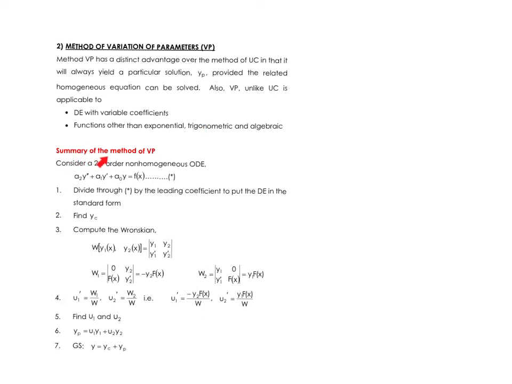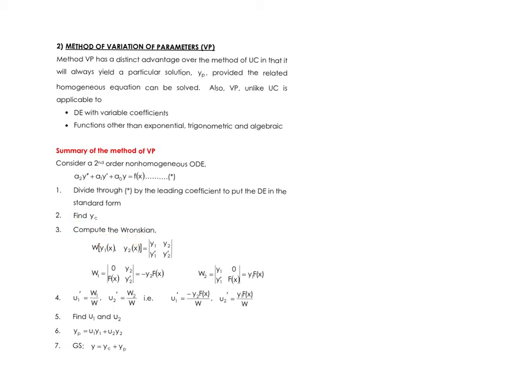Okay, now look at the summary of method of VP. Consider a second order non-homogeneous ODE, A2 y double prime plus A1 y prime plus A0 y equal to f(x). Then divide through this equation by the leading coefficient to put the DE in the standard form. Next we find YC.